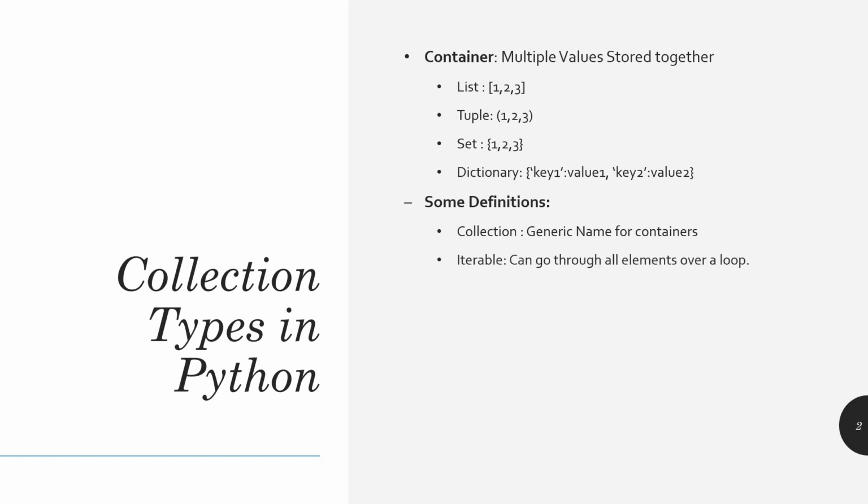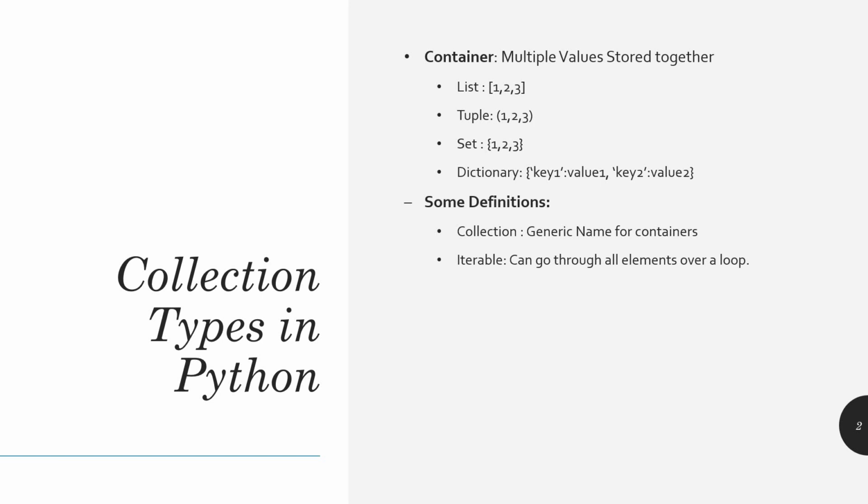Now let's see iterable. The collections should be iterable. Iterable means that if you follow all the elements in the list or in any kind of container, you should be able to go through all these elements using a loop. We will discuss loops in the coming videos, not in the next one exactly. Over a loop, you should be able to iterate through all of them. Such containers are known as iterables, and containers are basically iterable.